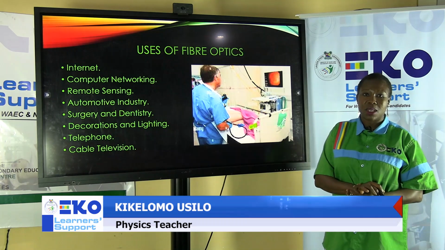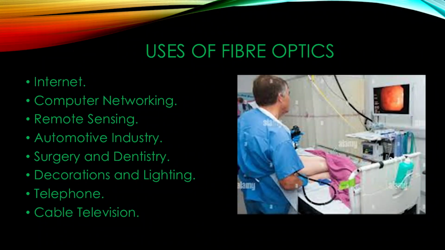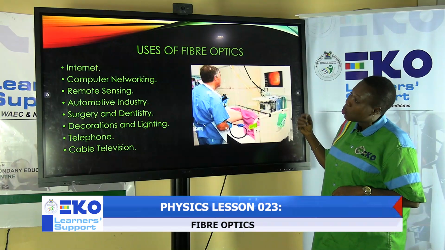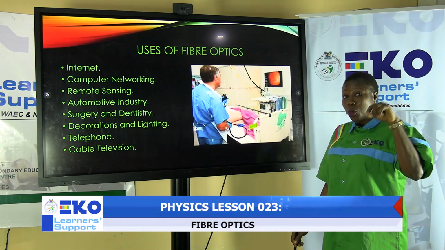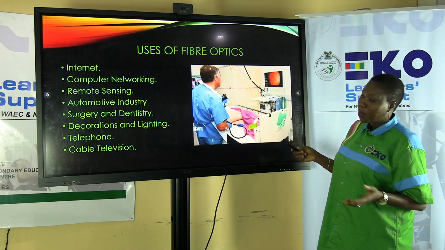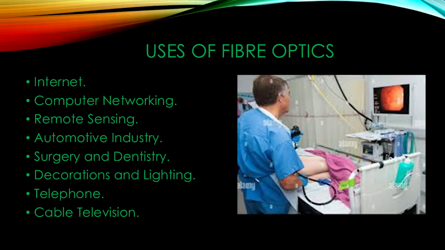Uses of fiber optics. Like we mentioned previously, usage of internet, computer networking. It's also used for remote sensing, for example usage of the drone, in case of kidnapping, it senses, it goes further, and even deep down in the ocean, it also works. Automotive industry, that is making of vehicles, surgery and dentistry, just like we see in the diagram. This is a surgeon performing surgery using optical fiber.